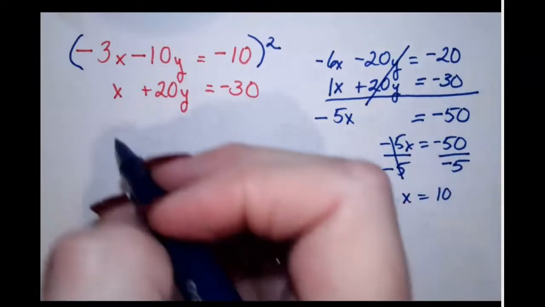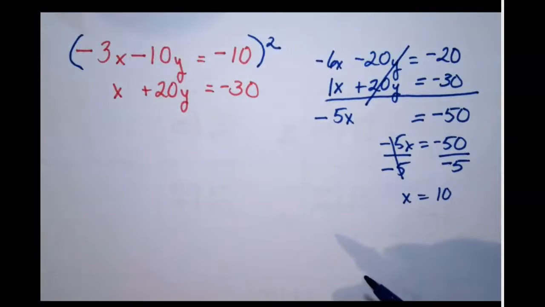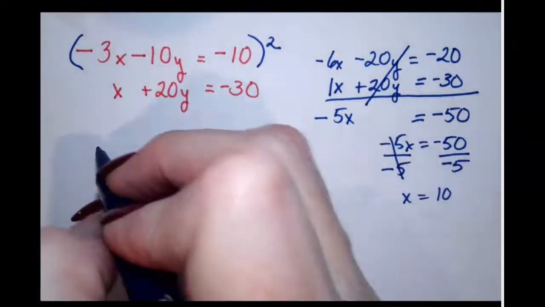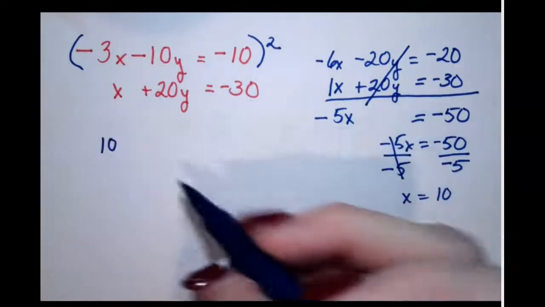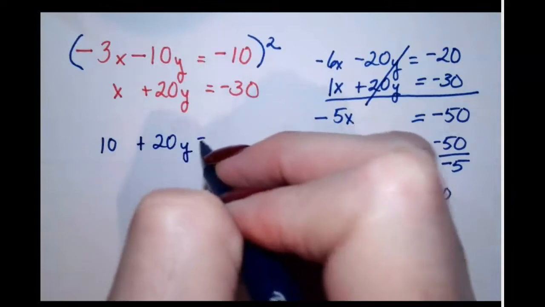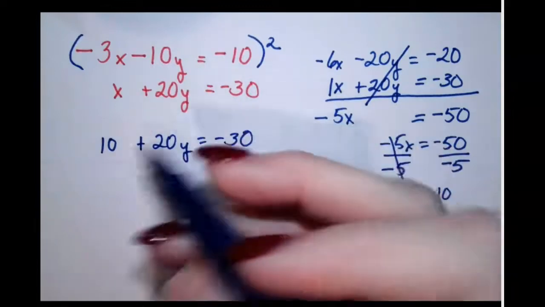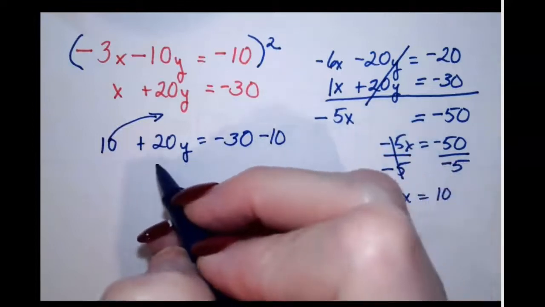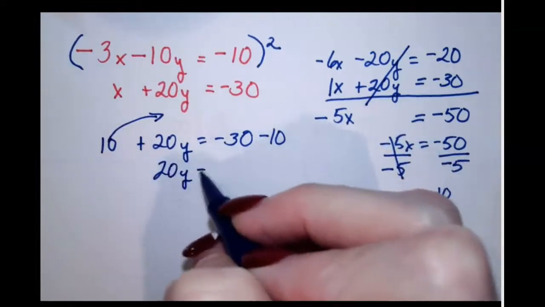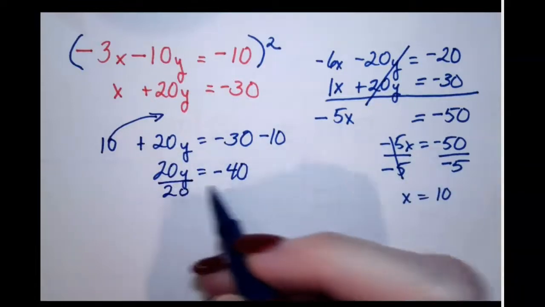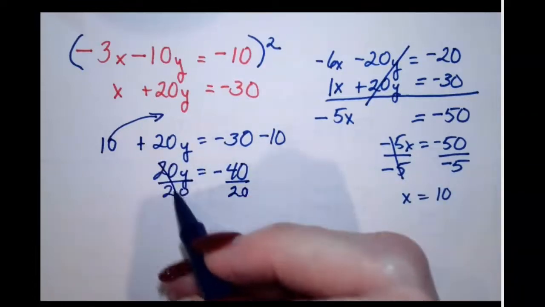Well, we take it over here. I can put it in either one I want, but I'm going to put it into this one. So this is 10 instead of x plus 20y is equal to negative 30. I'm going to move the 10 to the other side. That makes it negative 10. So that's 20y equals negative 40. I'm going to divide both sides by 20.